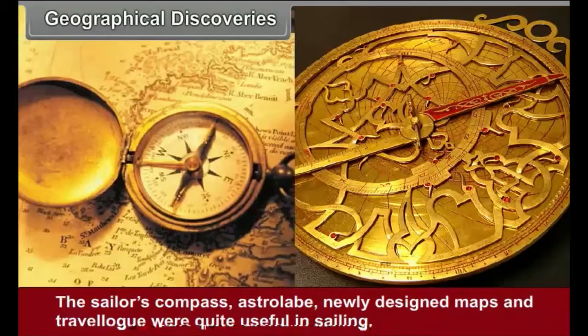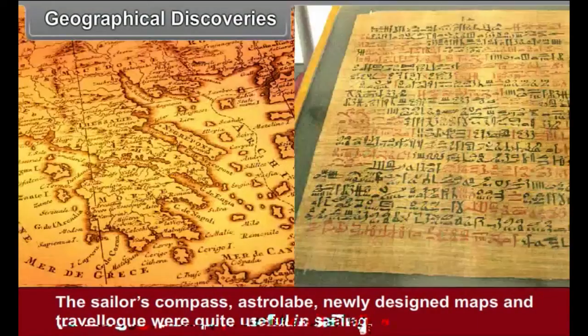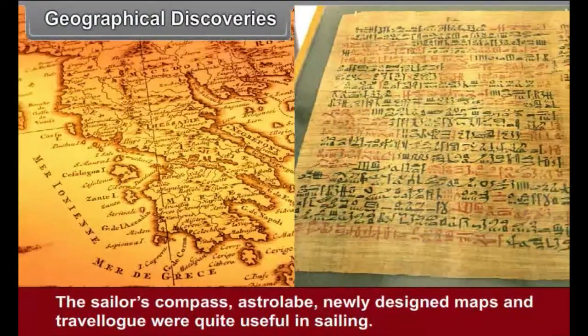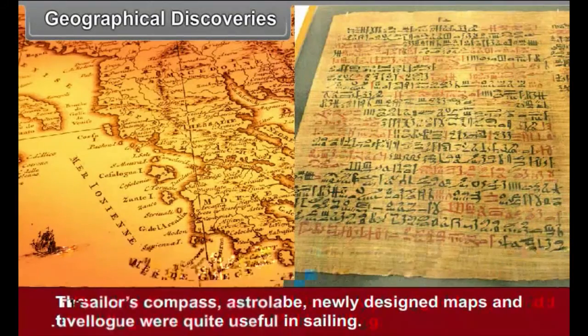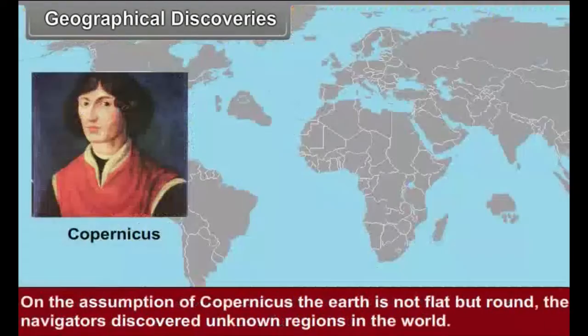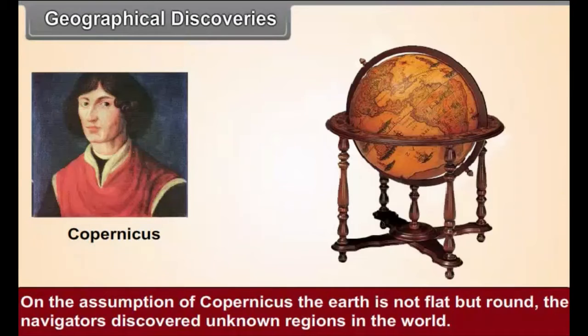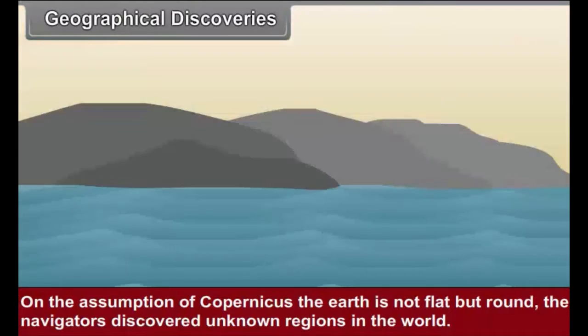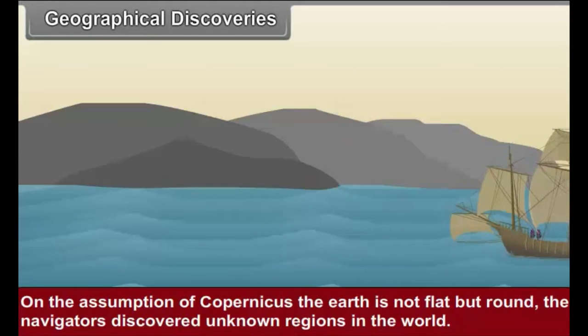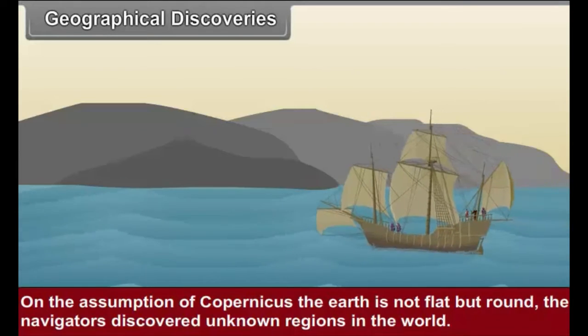The sailor's compass, astrolabe, newly designed maps, and travelogues were quite useful in sailing. On the assumption of Copernicus, the earth is not flat but round. The navigators discovered unknown regions in the world.